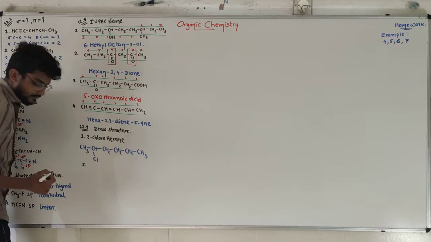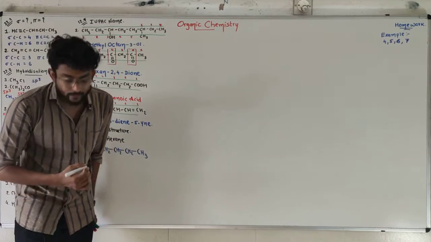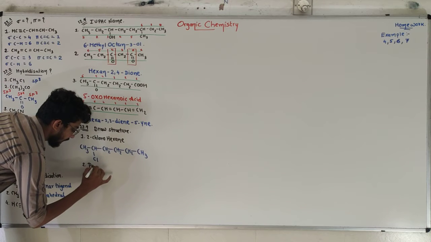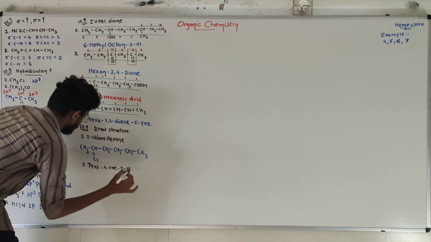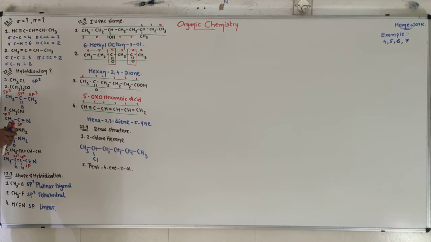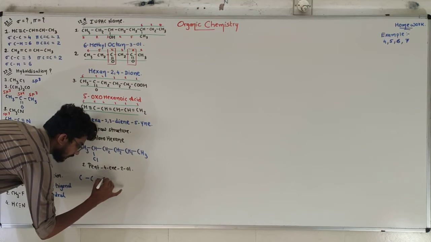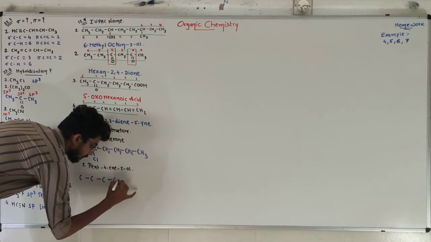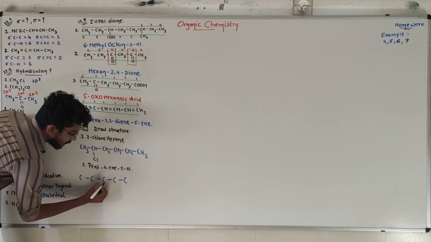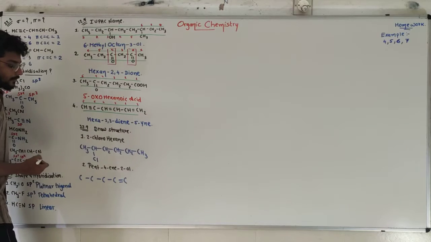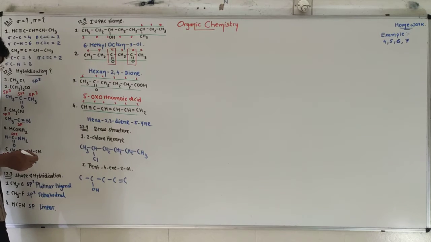Okay, the second one. Our second compound is pent-4-yn-2-ol. Okay, let's draw it. First the carbon skeleton. So the first carbon, second carbon, third carbon, fourth carbon and fifth carbon. 4-yn, 1, 2, 3, 4. Yn means triple bond, and 2-ol. Over here ol means alcohol, OH.